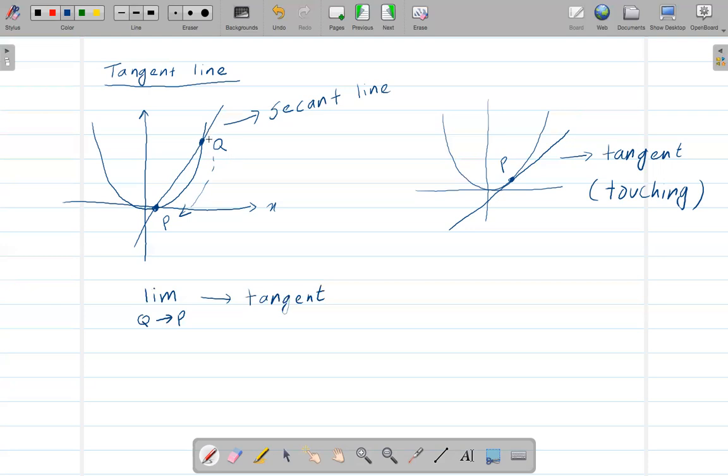So starting from the second line, if one point of the second line approaches towards another point like this, then in that case we'll get a tangent line, right? That's how we get the tangent line, and the way we write it in limit form is like this. So now, talking more about the limit.